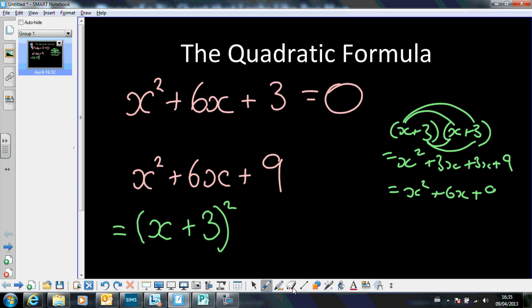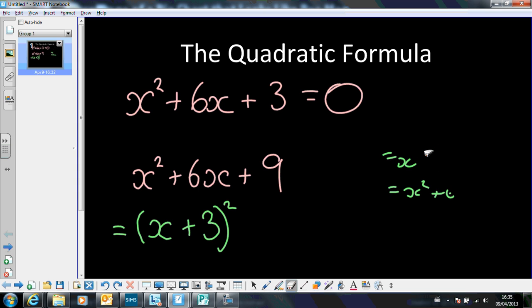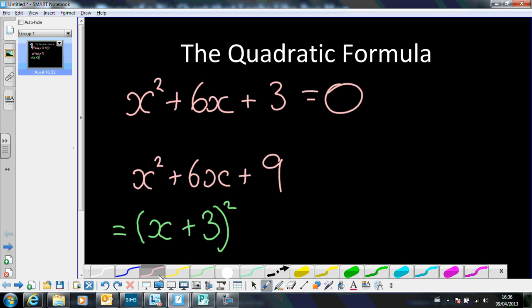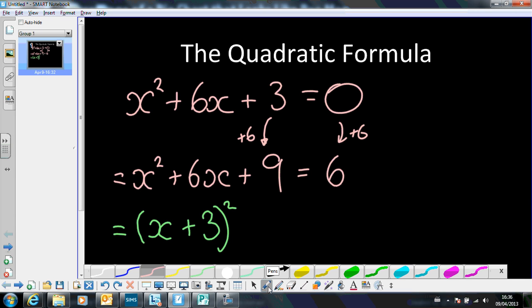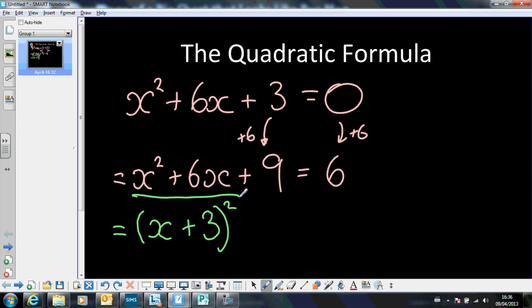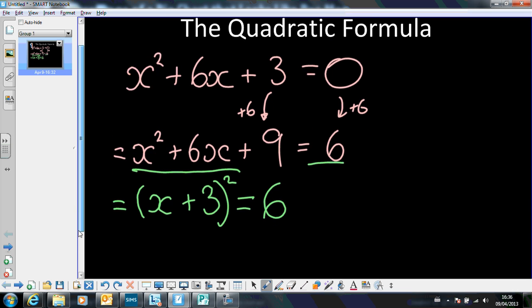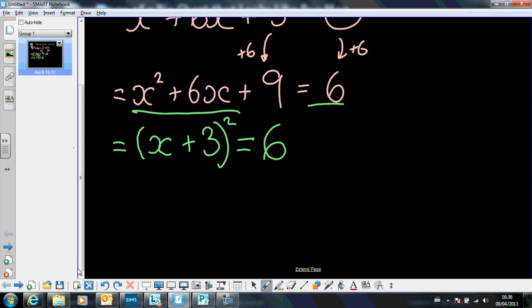So, to complete the square, it's going to be x squared plus 6x plus 9 instead of plus 3. So I need to say, what do I have to do to get to there? Well, obviously, in this case, I've got to add 6. Do the same on both sides, add 6. So I know that if that is equal to 6, then its factorised form is also equal to 6, and I can go about solving for x.